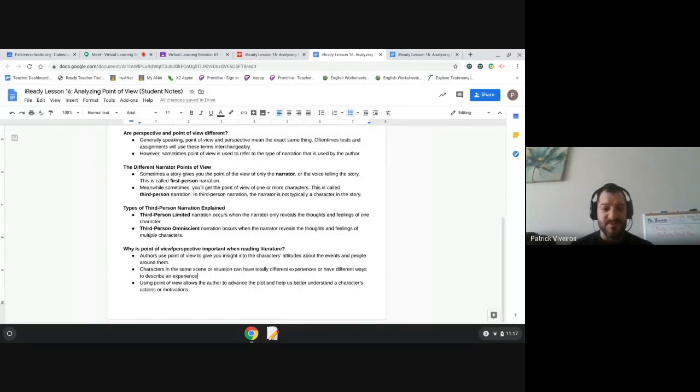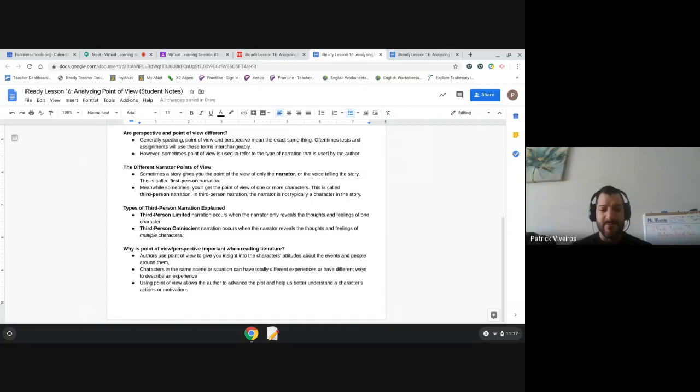Well, authors use point of view to give you insight into the characters' attitudes about the events and people around them. Characters in the same scene or situation can have totally different experiences or have different ways to describe an experience. And we'll read some sample text today that actually convey that exact same message.